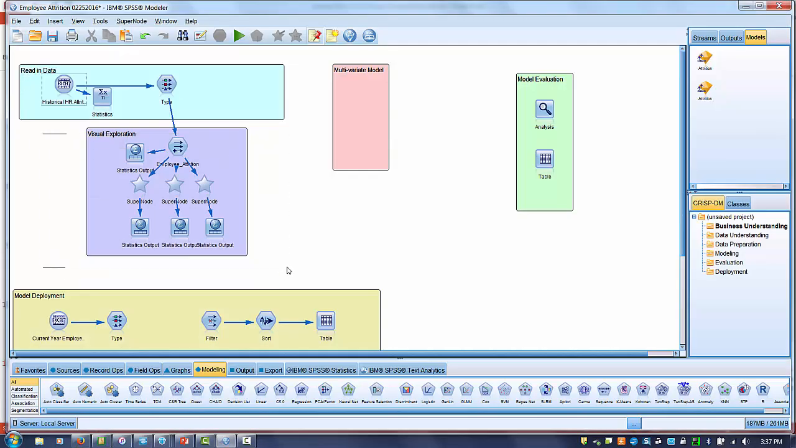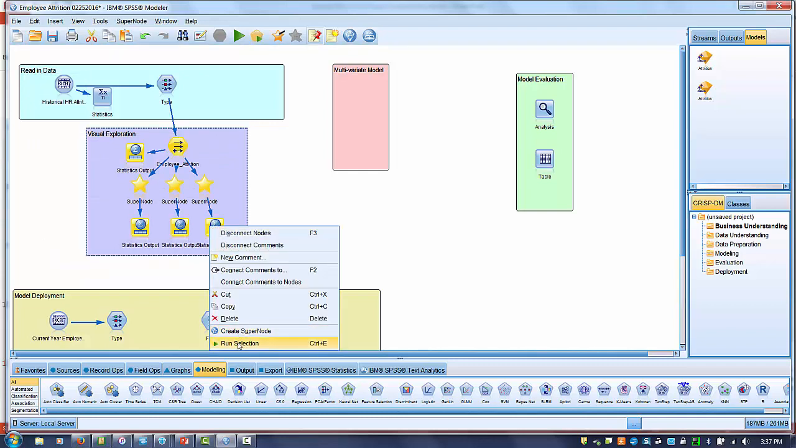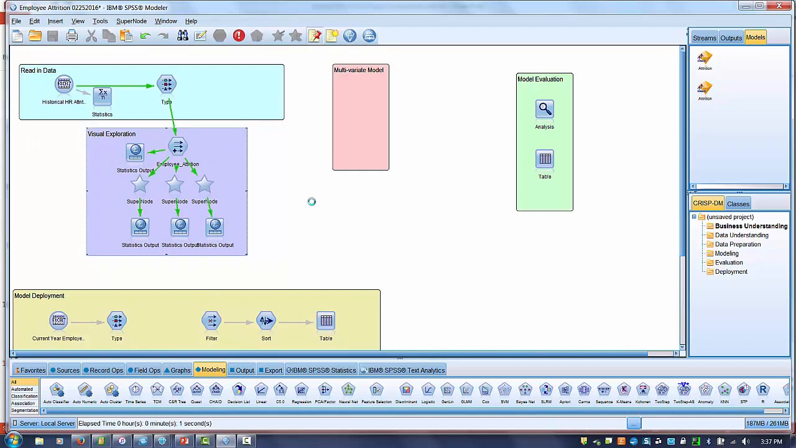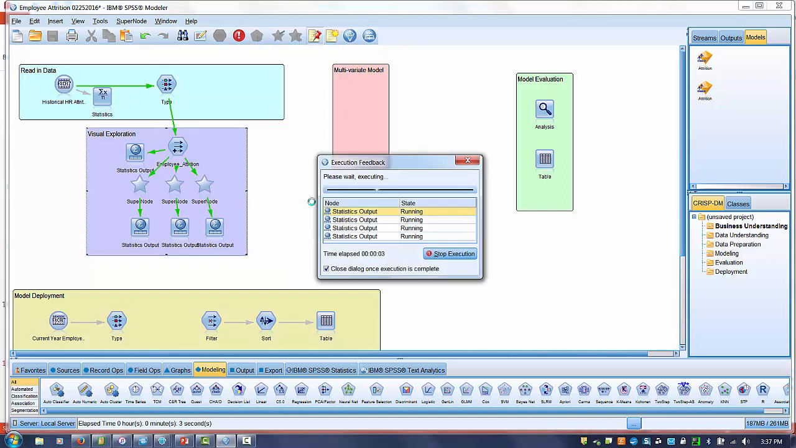So let's do some exploratory analysis and some visualization to see if we can find some patterns and trends in the data.